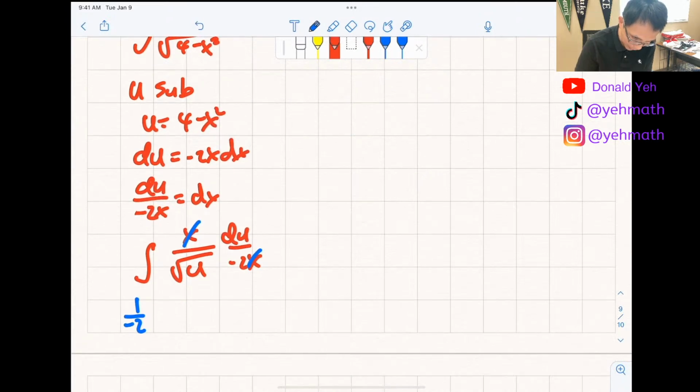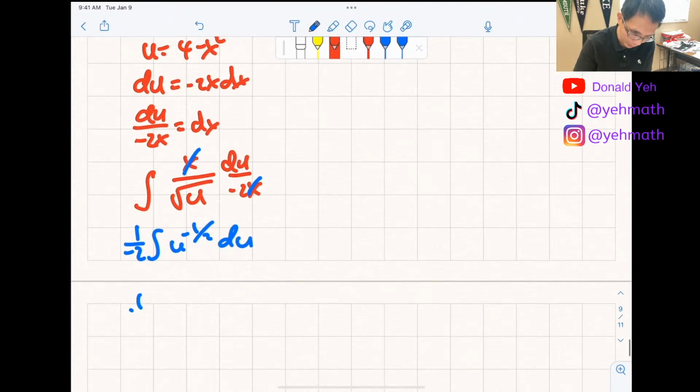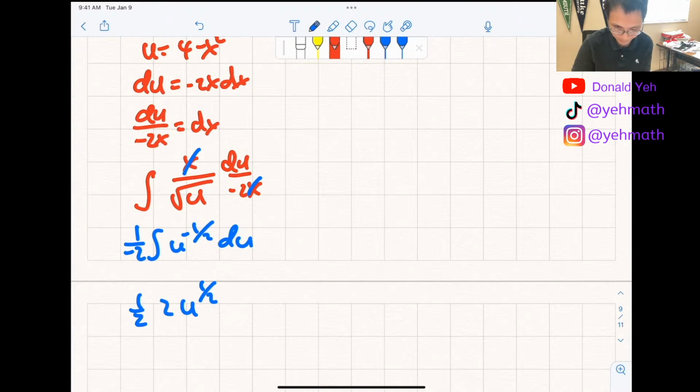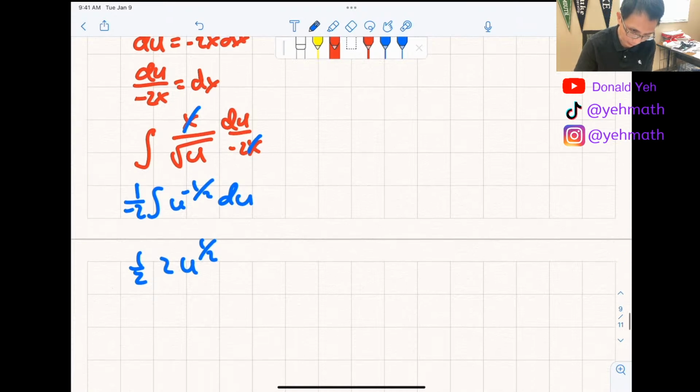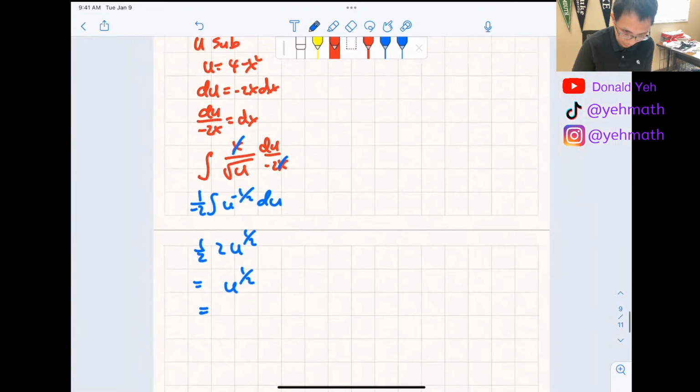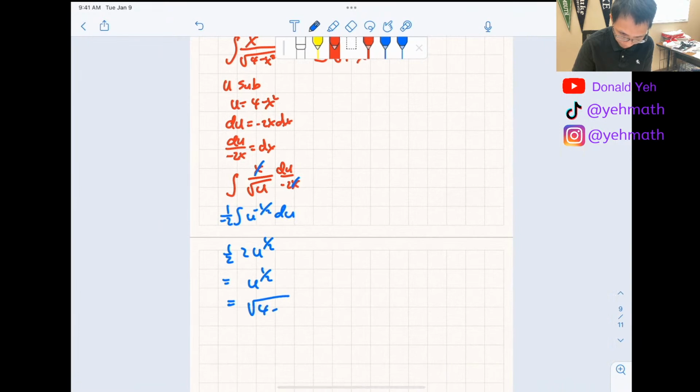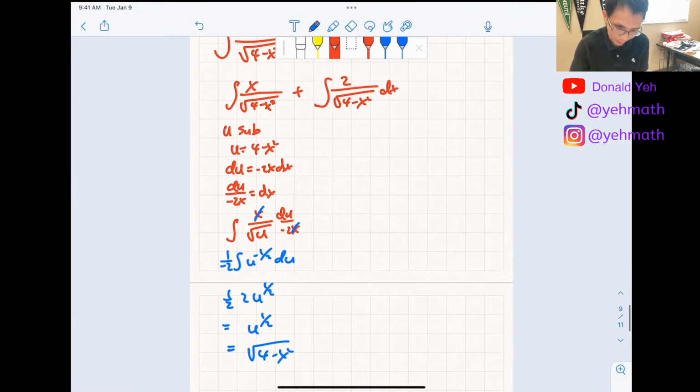So it'll be 1 over negative 2 times the integral of u to the negative 1/2 du. And then that's 1/2 of u to the 1/2 times 2, I believe. And that's equal to u to the half. And u is equal to the square root of 4 minus x squared. So this particular part is this way. Yeah, so it's negative.